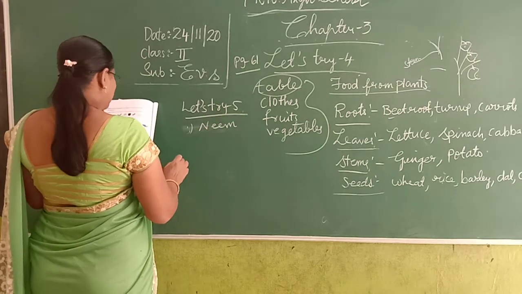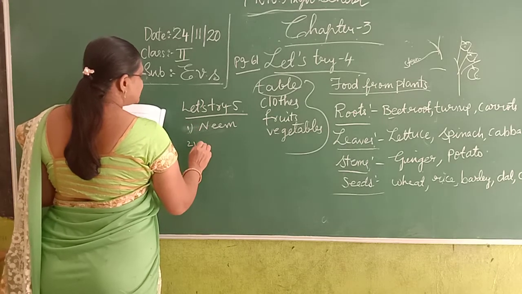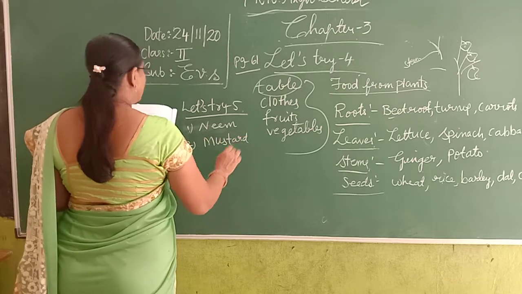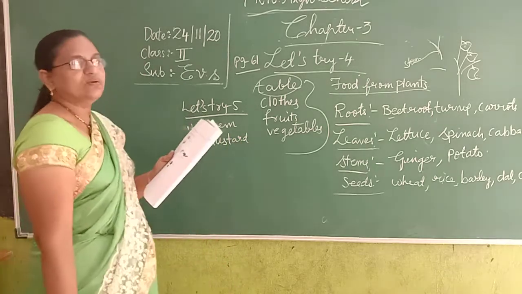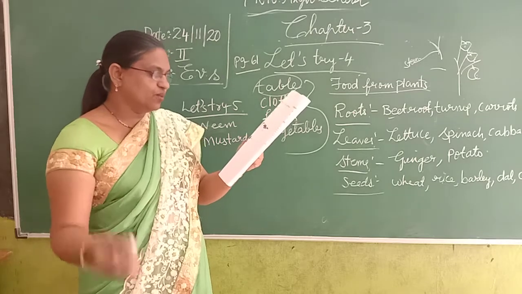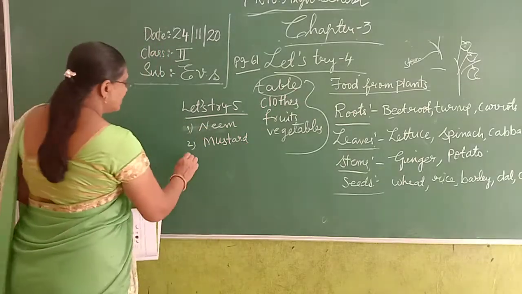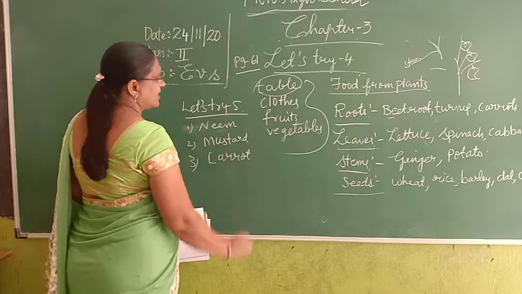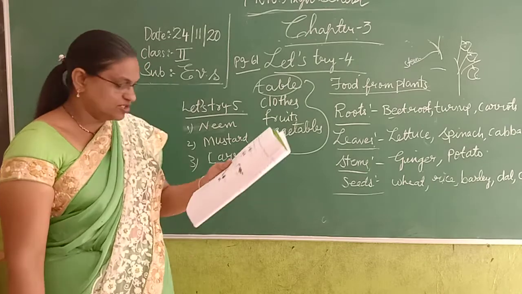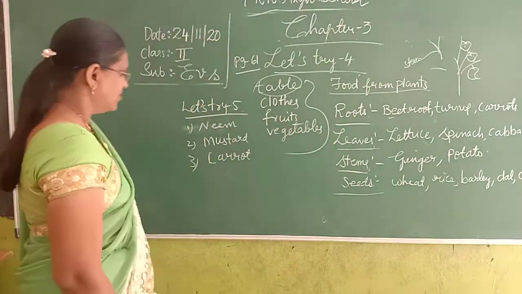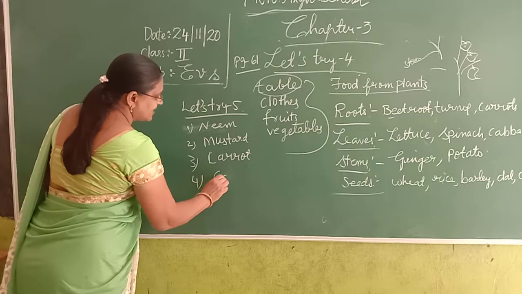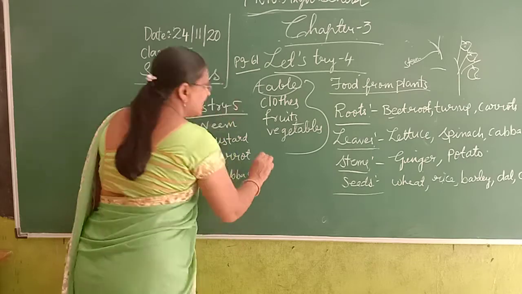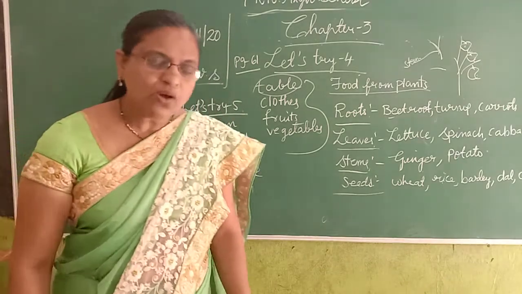Then one plant that gives oil. Which plant? Mustard, or you can write groundnut. You can write coconut. That is up to you. One root we eat. One root which? Carrot. Carrot you can write, otherwise you can write beetroot. You can write turnip also. One leaf we eat. So you can write the cabbage. I'll write cabbage. You can write spinach. You can write lettuce. That is up to you.